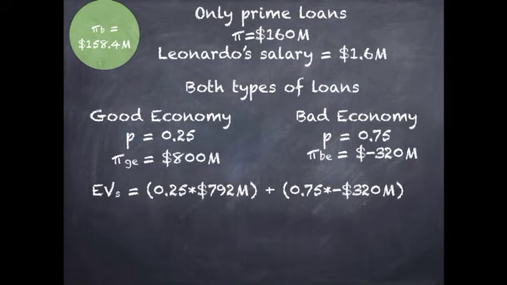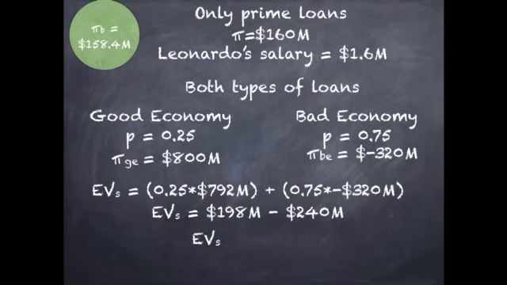So the moral hazard is that the incentive structure is such that Leonardo doesn't share on the downside. If the bank loses money, he has a salary of 0. Therefore, he does not share any of the pain when the bank actually loses money. So if we multiply this through, the expected value for shareholders is 198 million minus 240 million. Therefore, the expected value to shareholders is negative 42 million.